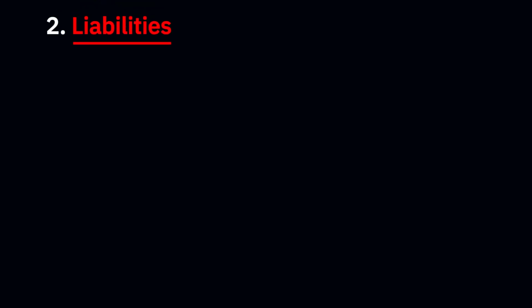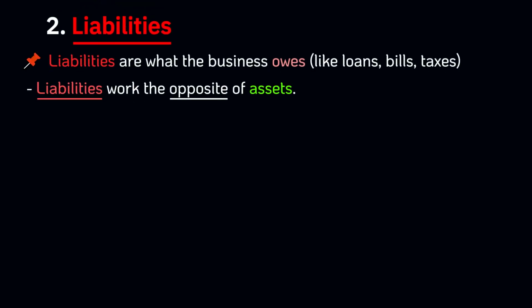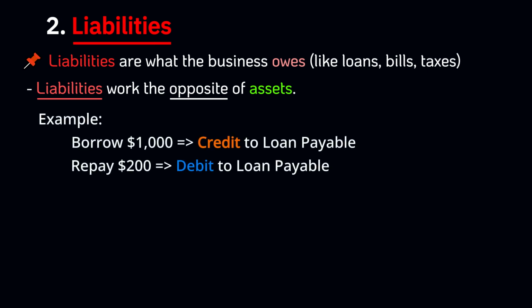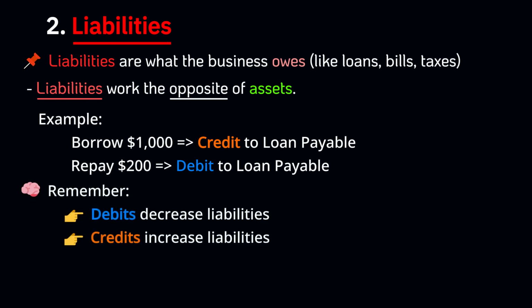Now, liabilities. These work the opposite way. When you take a loan or owe someone, that's an increase in liability and you credit it. When you repay part of that loan, you are reducing the liability, so you debit it. For example, let's say you borrow $1,000 from the bank. That's a credit to loan payable. Then you pay back $200. That's a debit to loan payable. In short, debits decrease liabilities and credits increase liabilities.